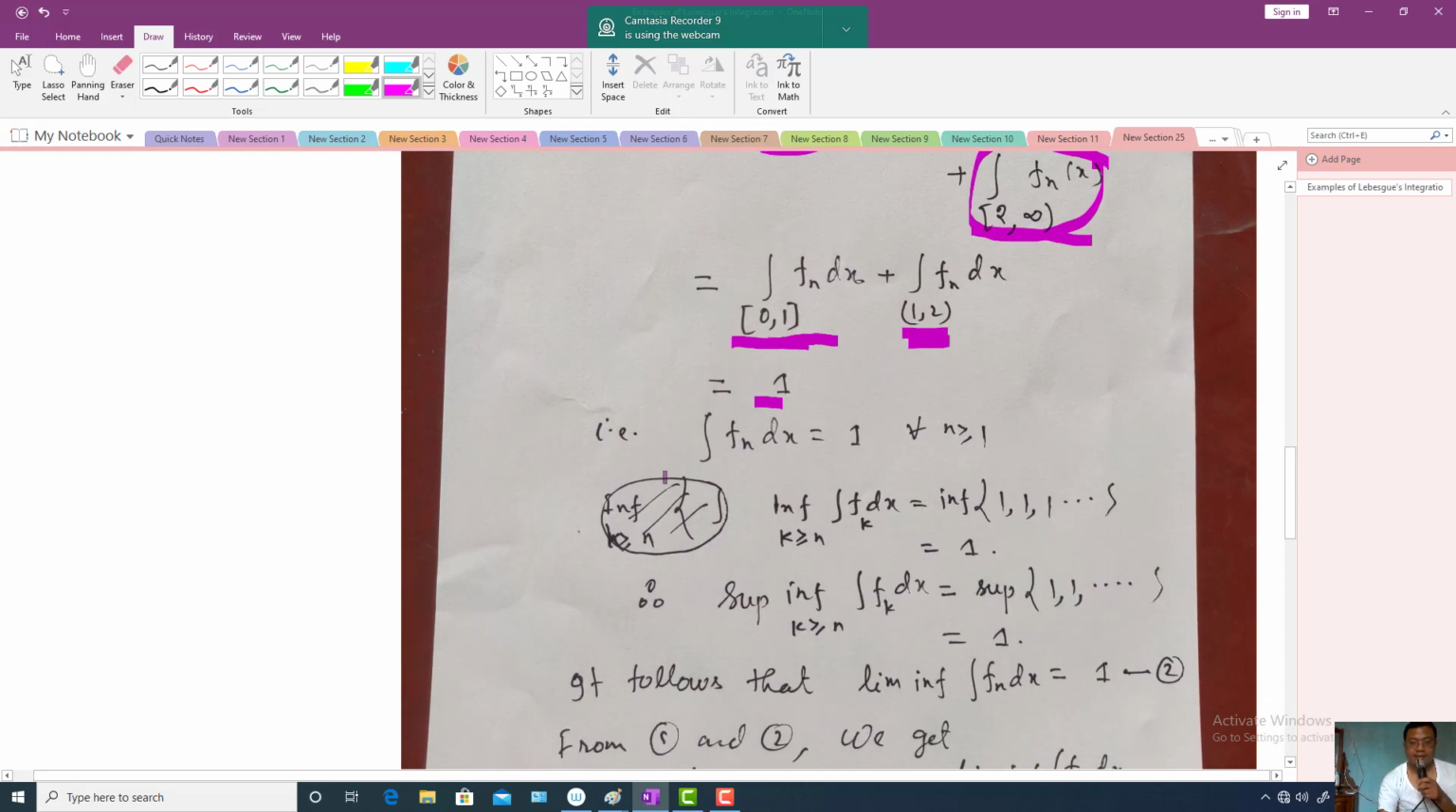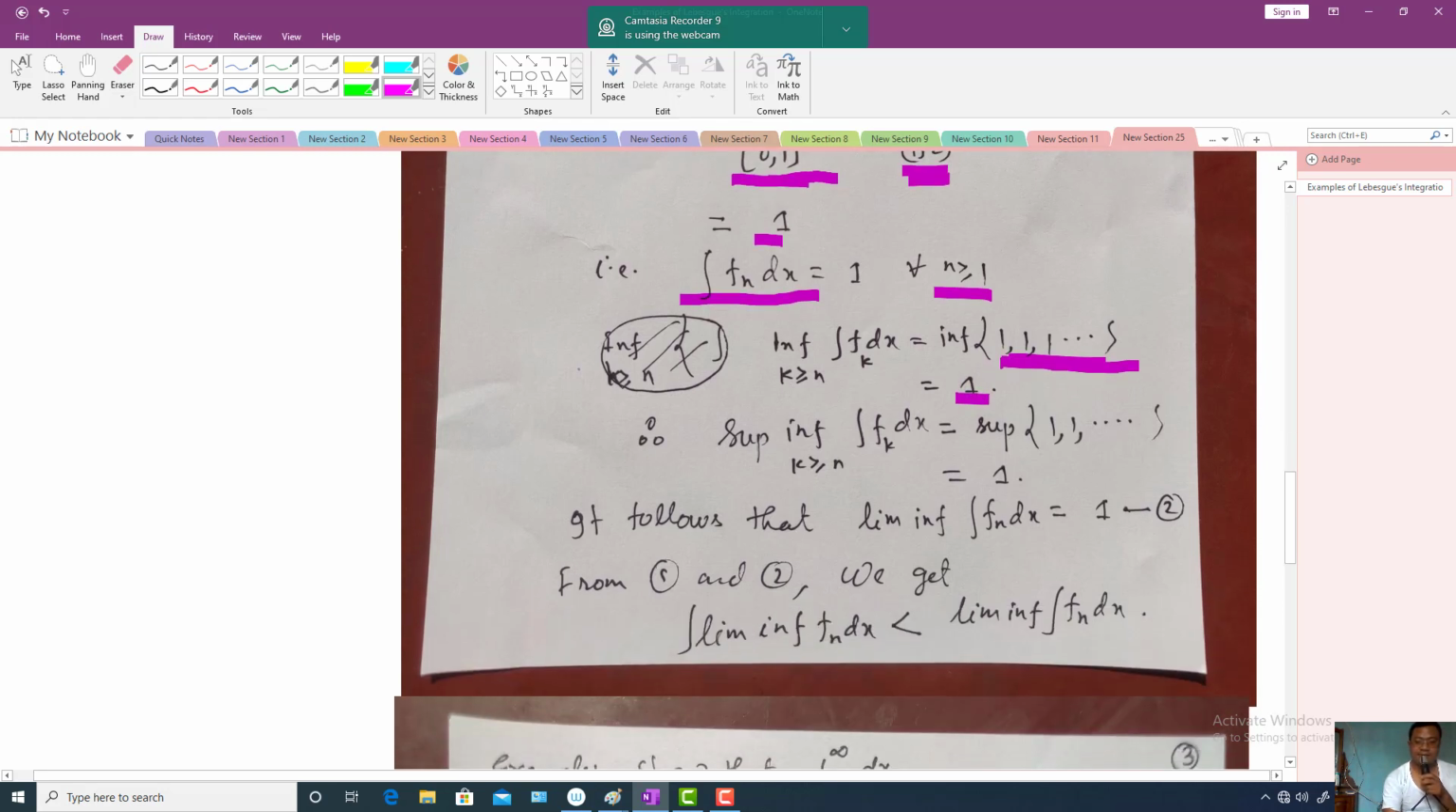So what you have, the integral of fn dx is equal to 1. This is true for all n greater than or equal to 1. So the integral of f1 dx is equal to 1, f2 dx is also equal to 1, f3 dx is also equal to 1, like this. So if you take the infimum of this 1 1 1 starting from n, k starting from n, you get all 1s. So the infimum of this set is exactly equal to 1.